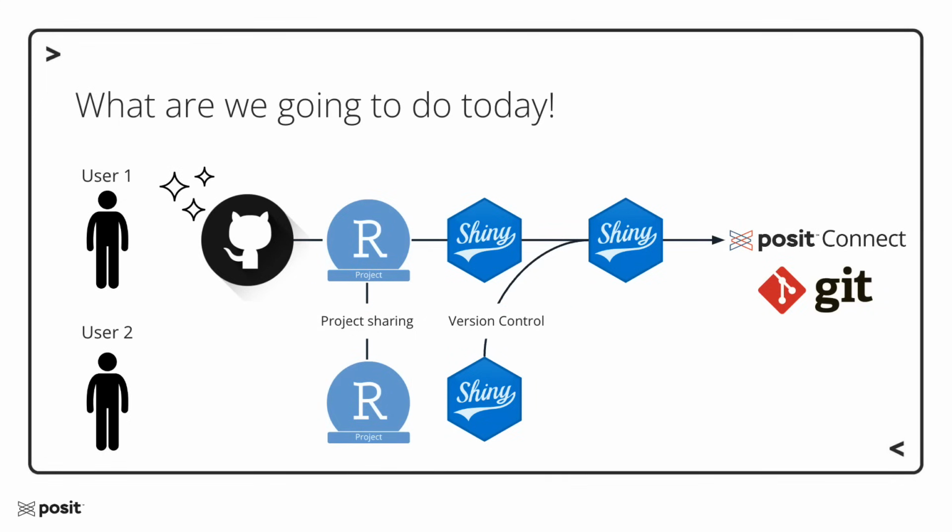And I'll be showing version control features in both RStudio as well as Visual Studio Code running within Posit Workbench. Finally, we'll show you how to publish the collaborative Shiny application hosted on GitHub to Posit Connect using Git-backed deployment.